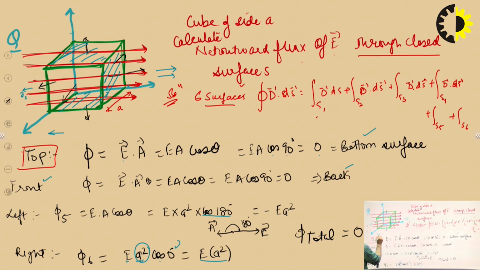One is in this direction, another in this direction, and the angle between them: cos 90 degrees is 0, and cos 180 degrees comes out to minus EA square. If I take the sum of all these in the equation, you will get 0 plus 0 plus 0 plus 0 plus EA square minus EA square. Overall, the net outward flux comes out to be 0.